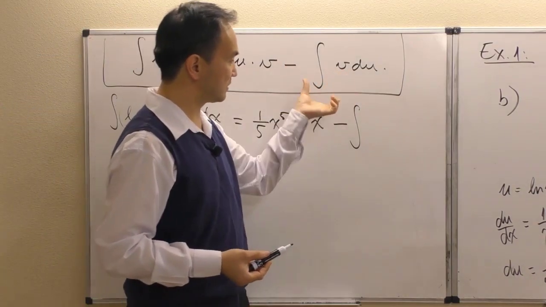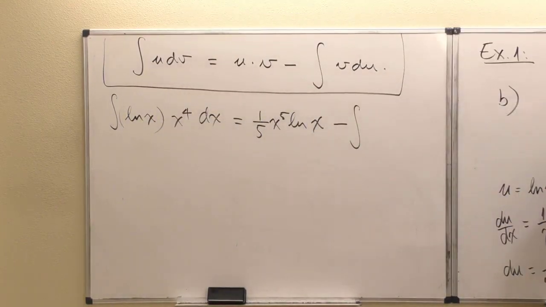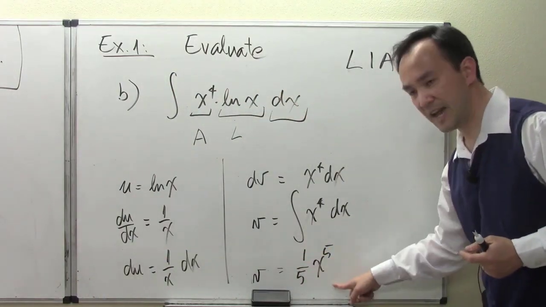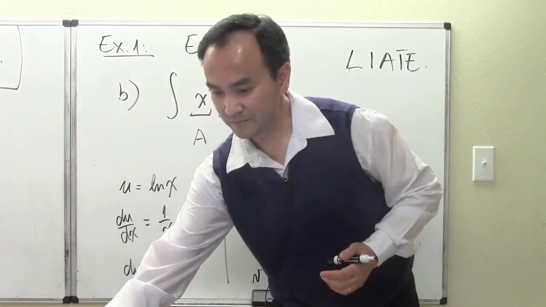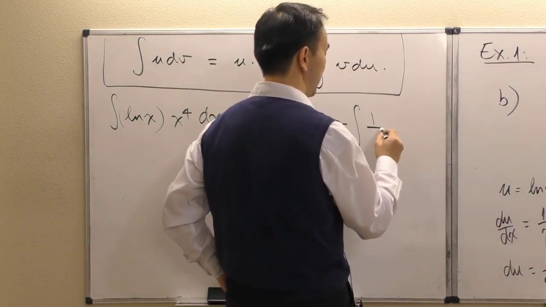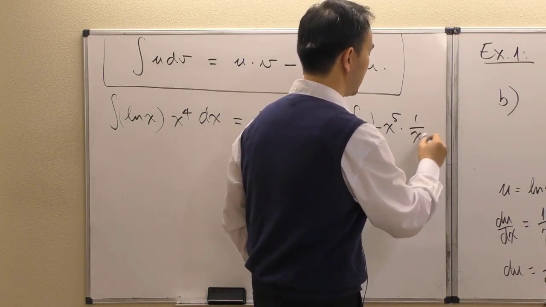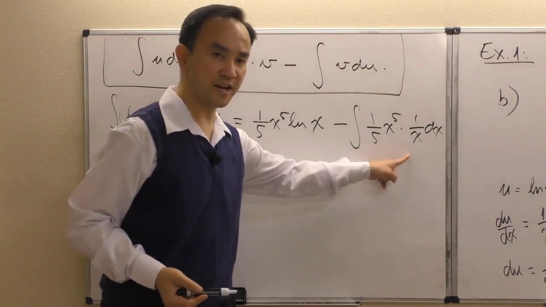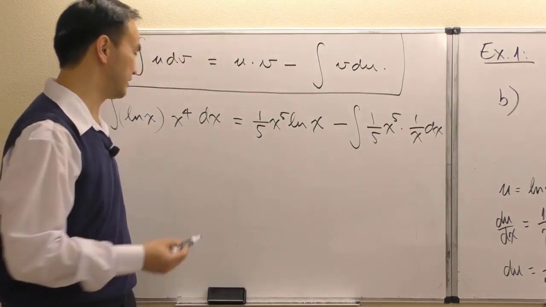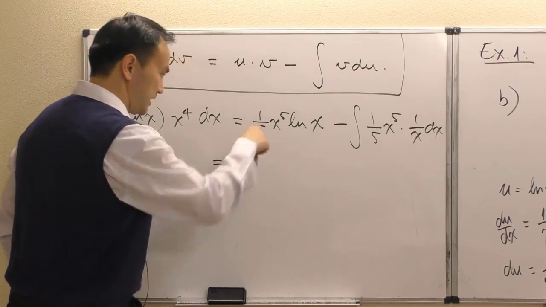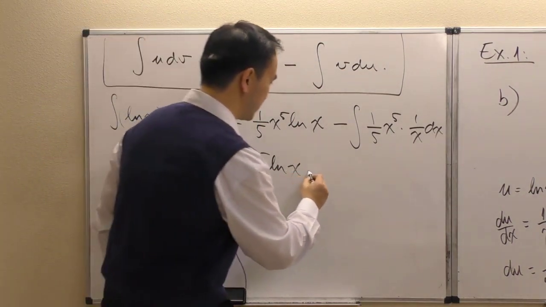The extra integral here has the v inside of that integral and then the du. So let's see what v and du were. v was that 1/5 x to the 5th, and the du is the 1/x dx. So putting these two together, we're looking at 1/5 x to the 5th, that's v, and du was 1/x dx. And now we have created for ourselves another integral simple enough for us to quickly get the answer. But let's clean up the terms a little bit. First term is just 1/5 x to the 5th, natural log of x. And then the next term was an integral.